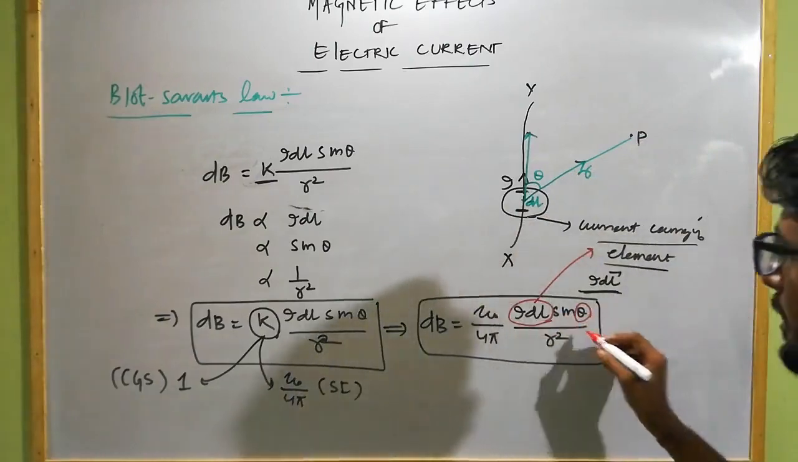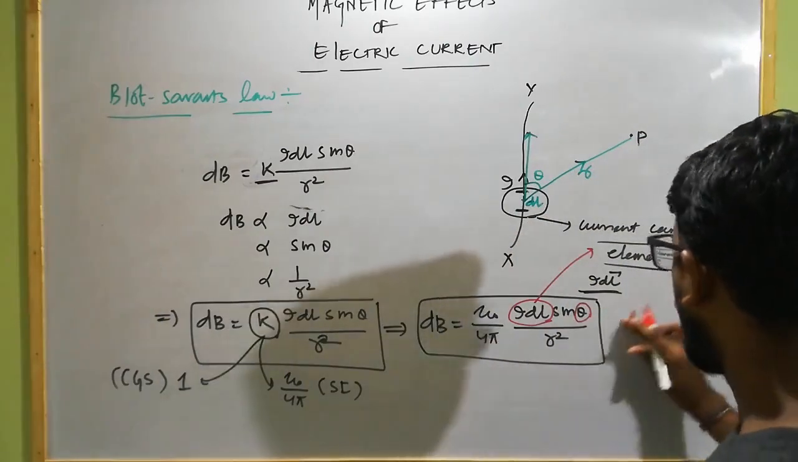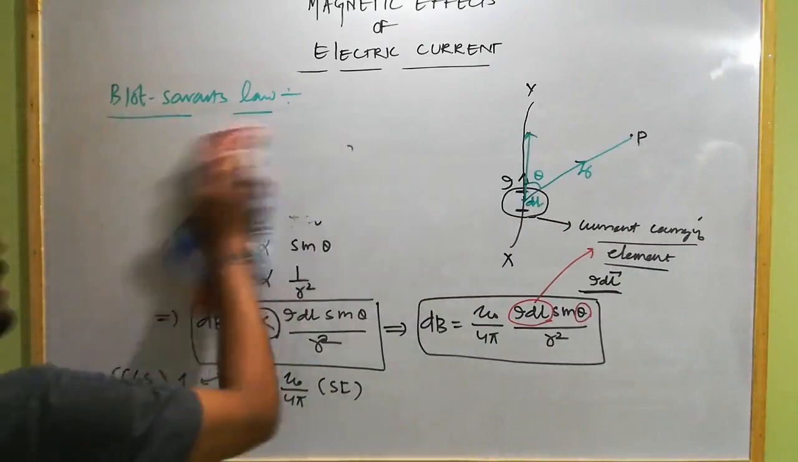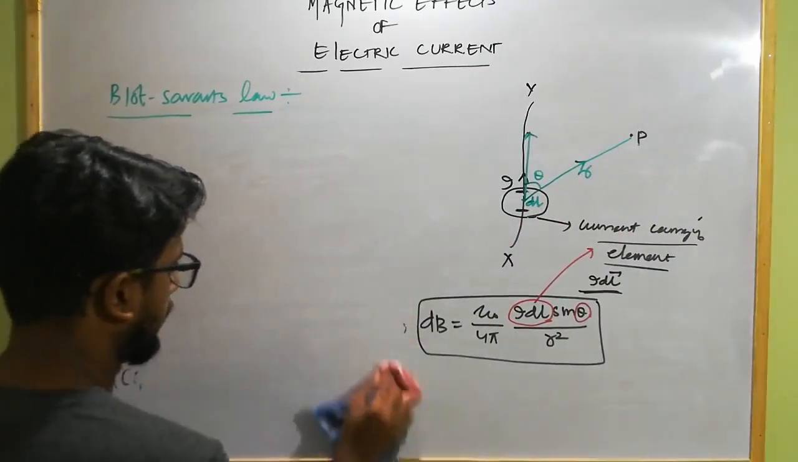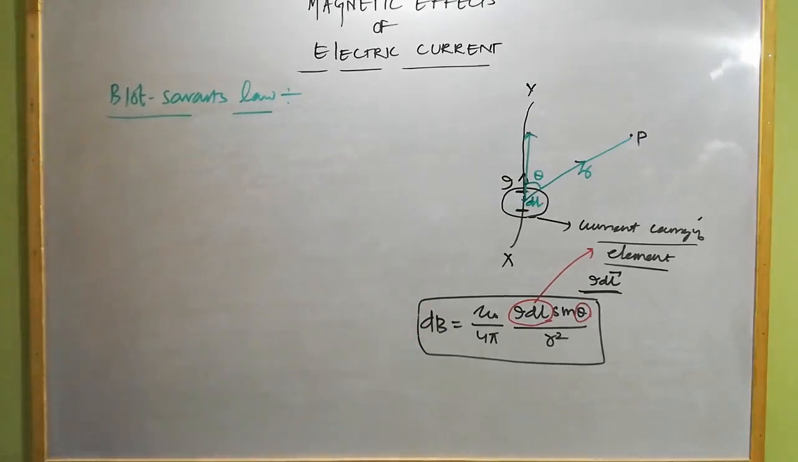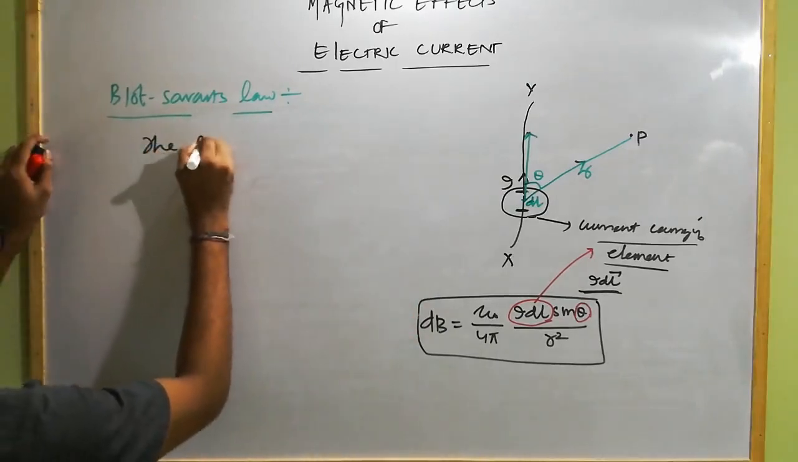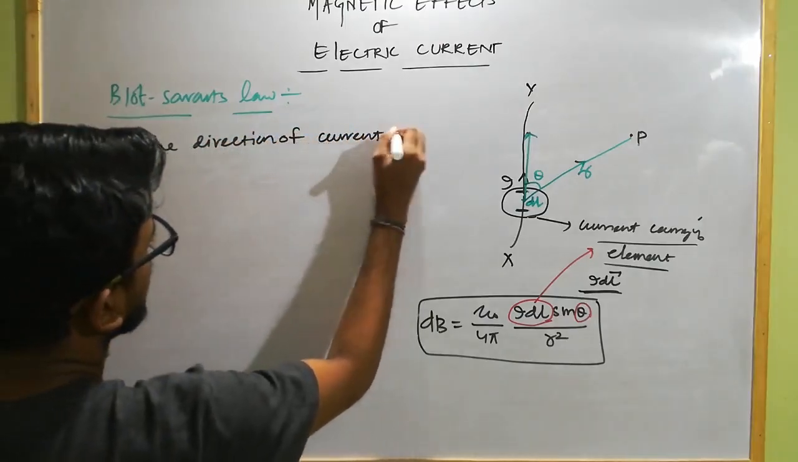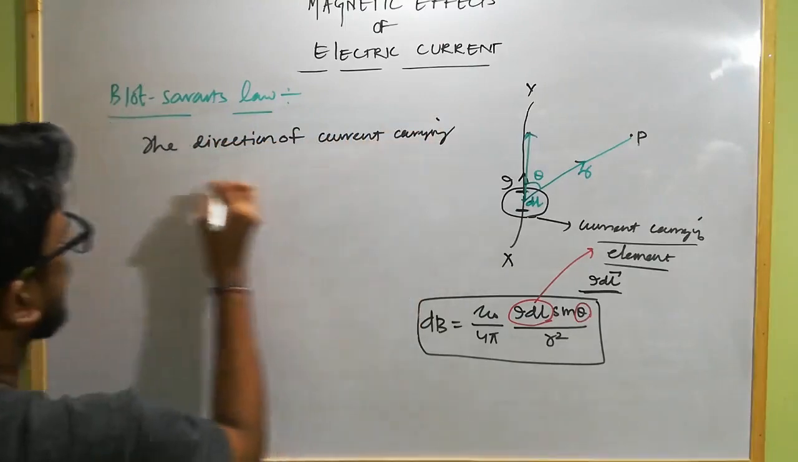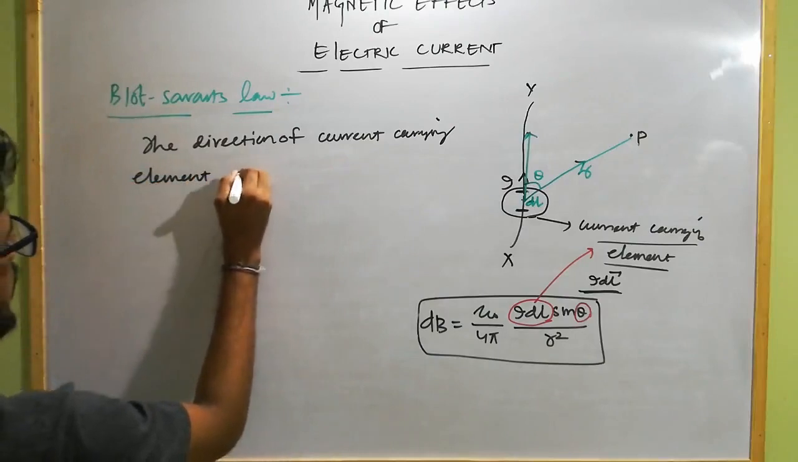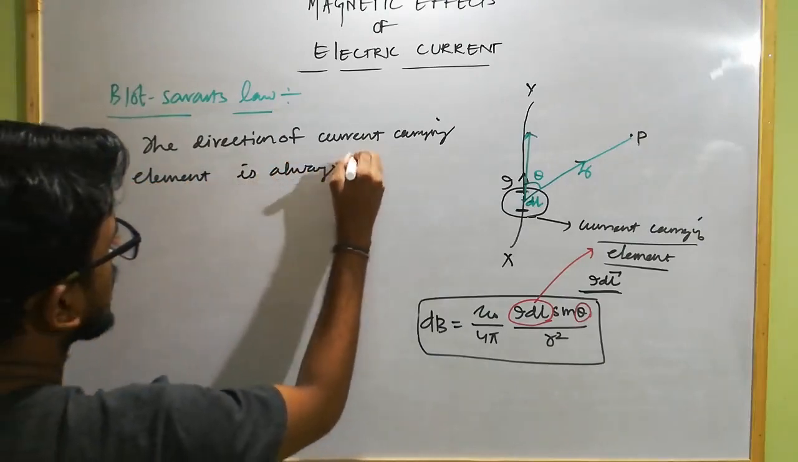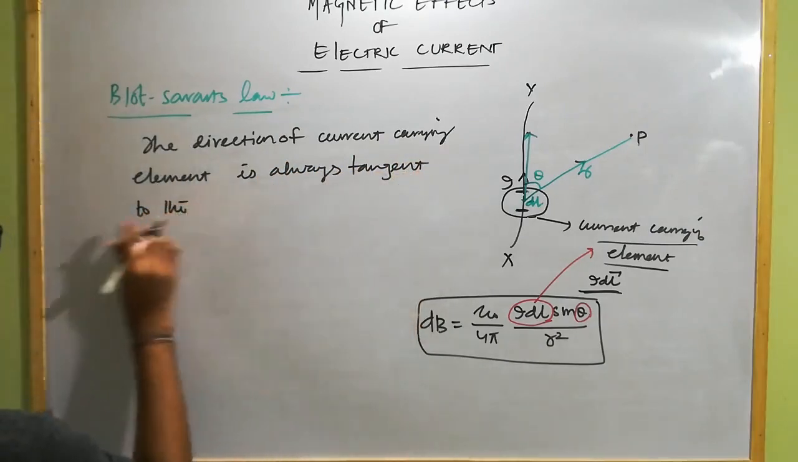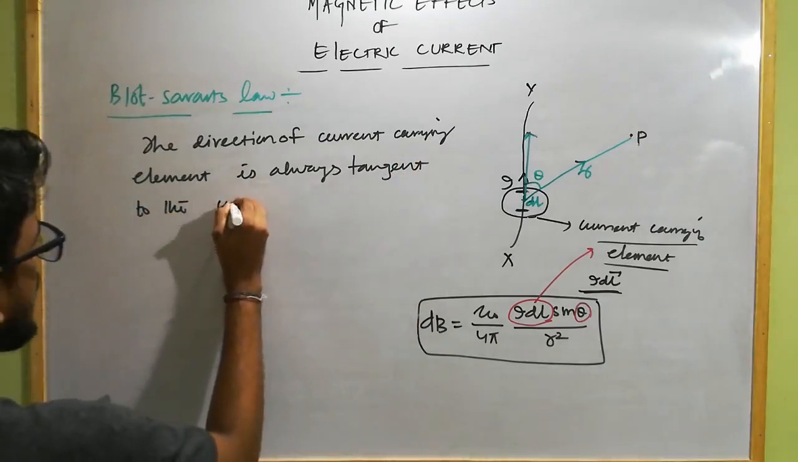So the current carrying element here is a vector quantity. And how to calculate its direction? The direction of the current carrying element is always tangent to the conductor, the current carrying conductor.